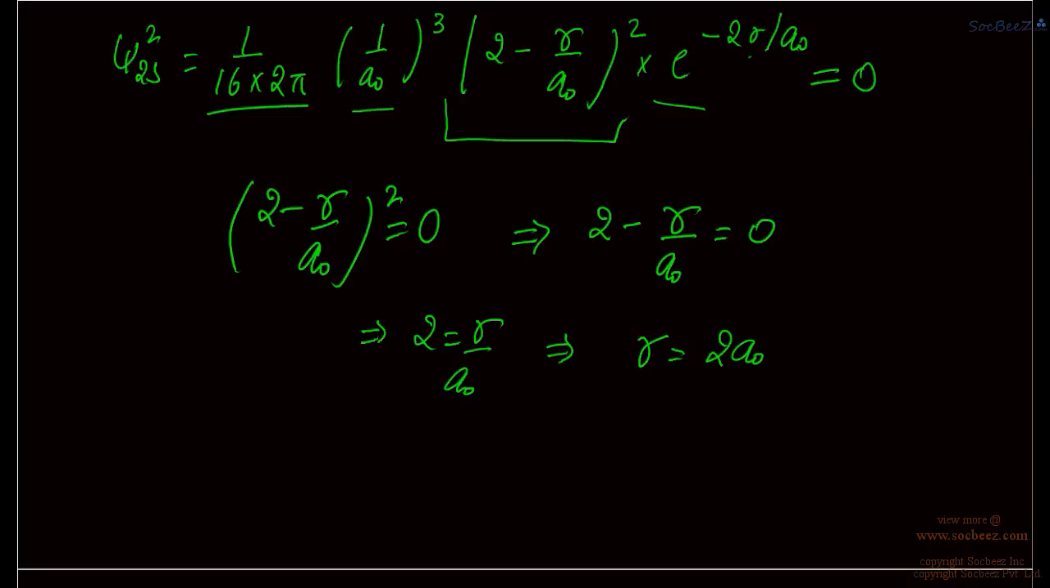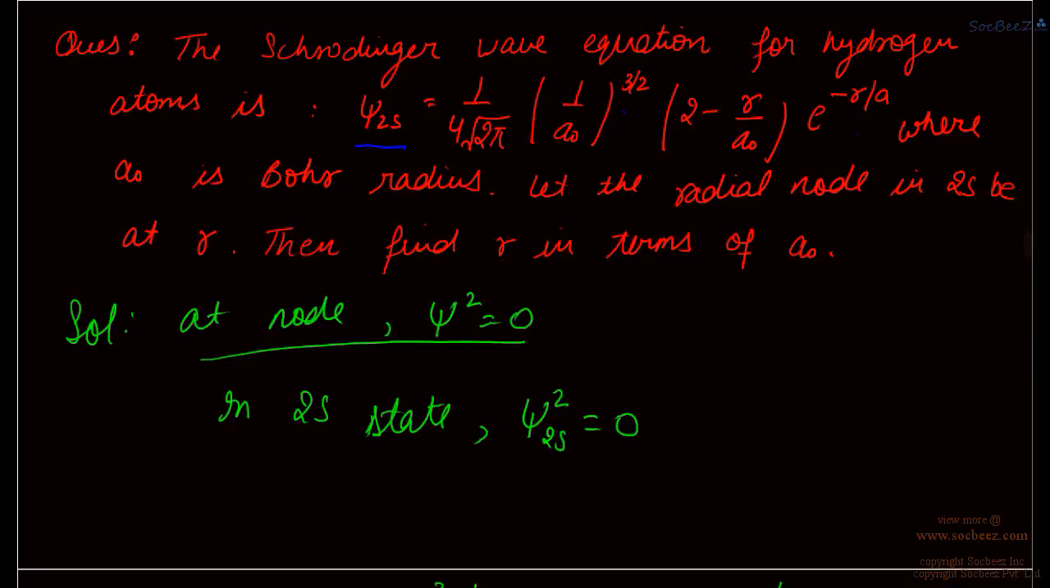So at the distance R equals to 2 A naught, we will have the radial node in this hydrogen atom, whatever we are given. Okay, so this easy problem appeared in IIT JEE 2004.